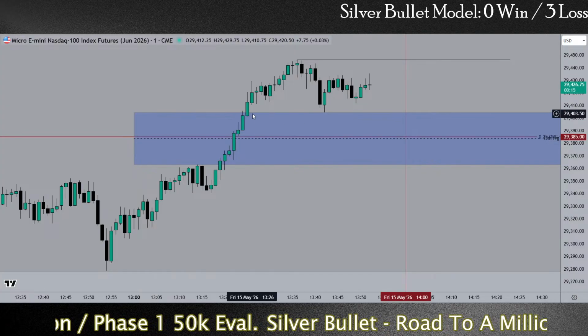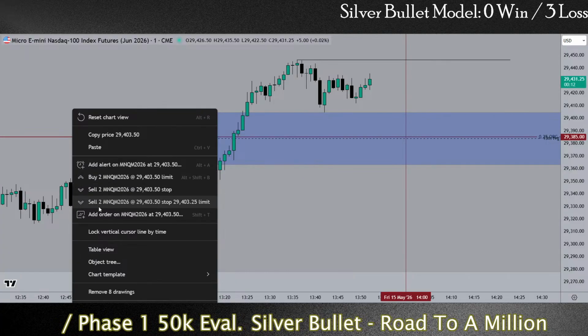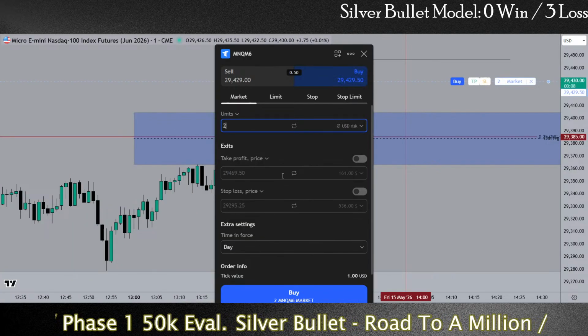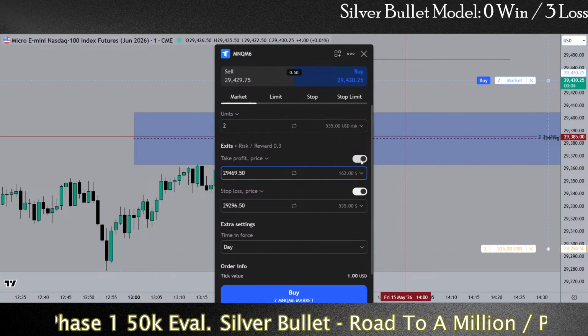8 more minutes till the silver bullet will start.